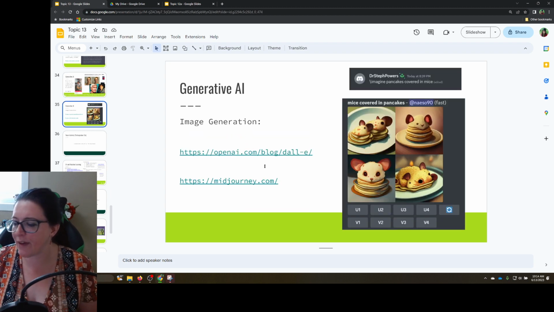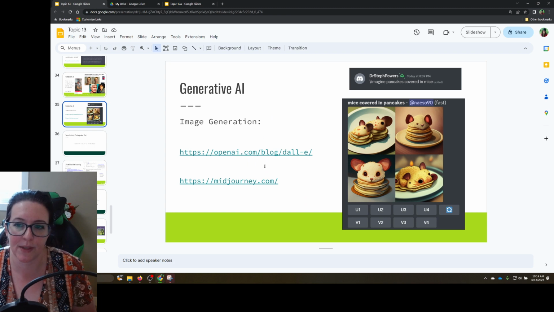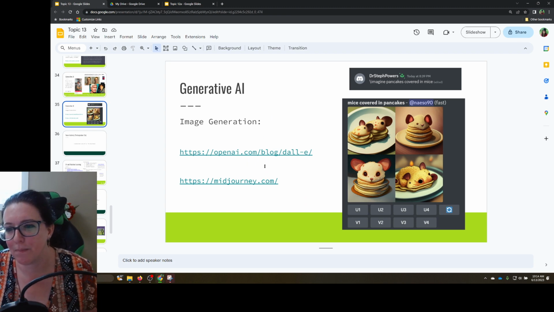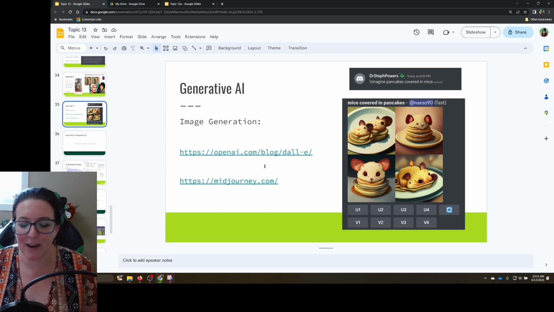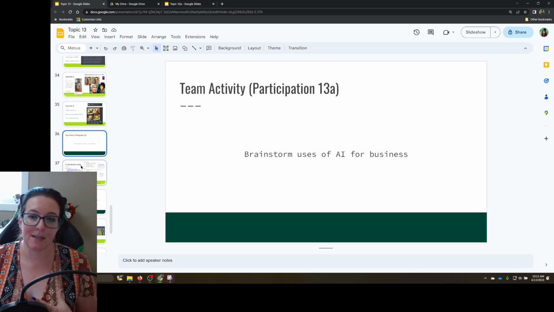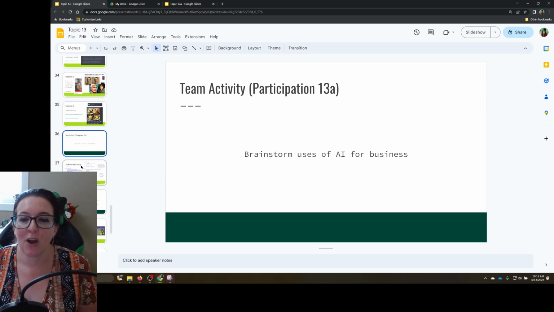And so with generative AI, we can give prompts, right? So in this picture, I told it mice covered in pancakes, and it made pancakes shaped like mice. So better prompts in all of those will give you better and better results. So you can use these for your business. And so start thinking about, how could you use all of these sources of AI, machine learning, and the 4 types of data analytics to help improve your business?